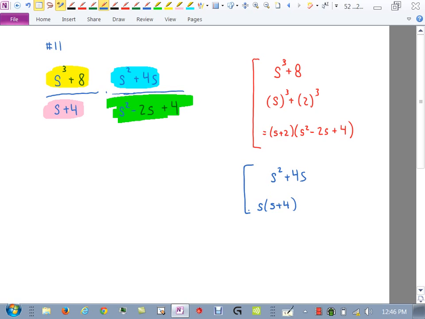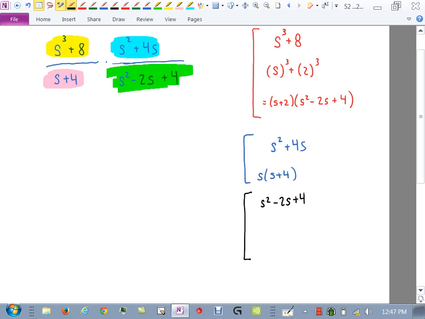How about bottom right? S squared minus 2S plus 4. That's 3 terms, isn't it? AC method, what are the numbers that go in here? 4 and negative 2. Can you come up with 2 numbers that multiply to be 4, add up to be negative 2? No, you're not going to be able to do it, right? So it's prime. Can't be factored.